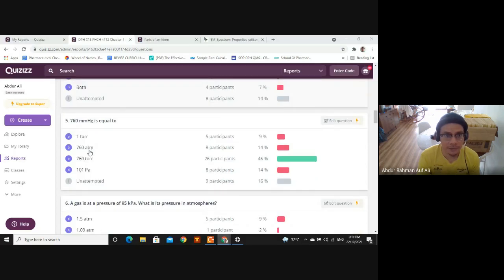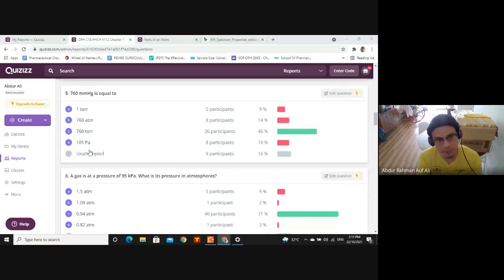Number 5, this is measurement punya subtopic. 760 millimeter of mercury is equal to what? So half of you got it right, the other half got it wrong. So how to answer this question? So to answer this question, dalam whatever conversion calculation, you have to know the conversion factor. So what is a conversion factor?